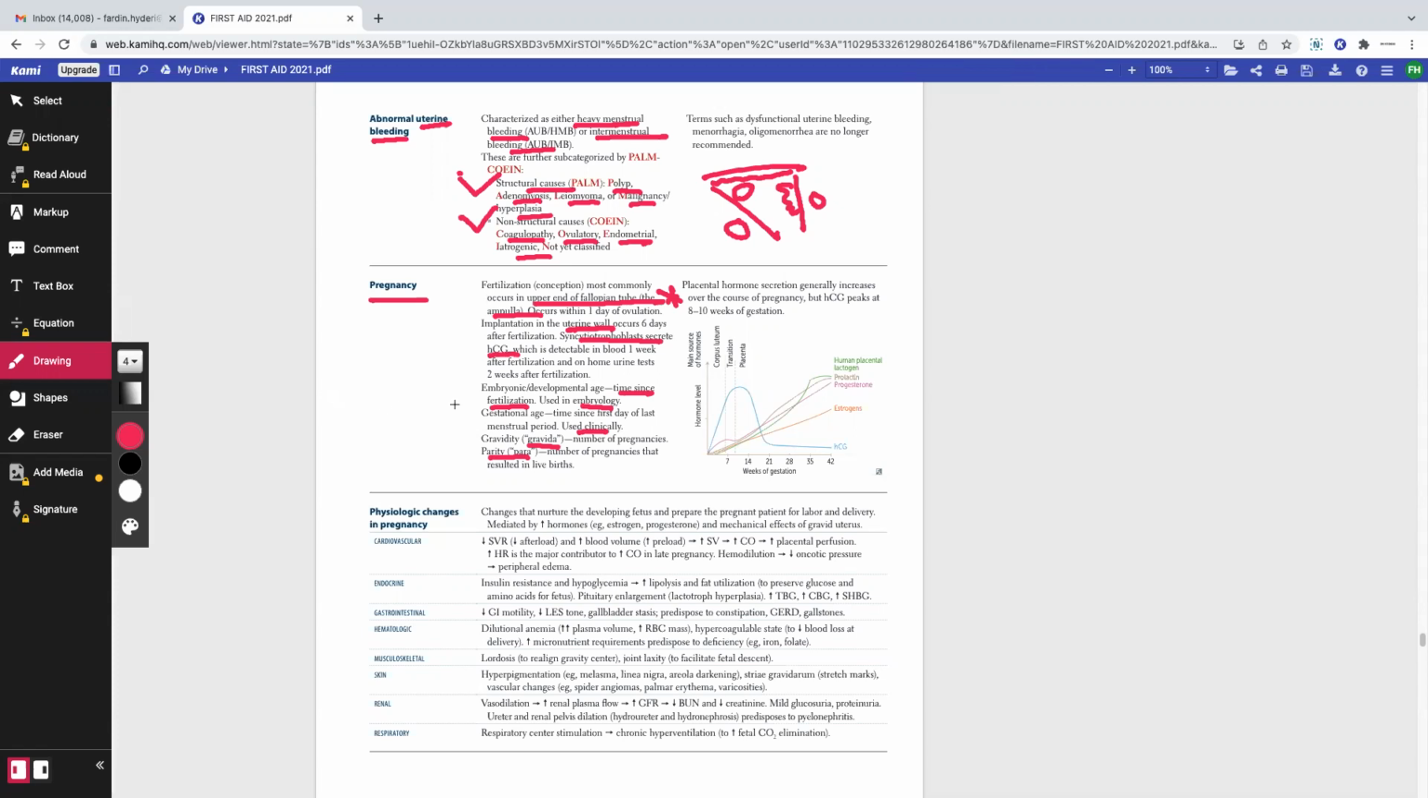And what do we mean by nulliparous? Means no live births. Yes or no? The answer is yes. What do we mean by multiparous? Meaning multiple live births. Yes or no? The answer is yes. Okay.